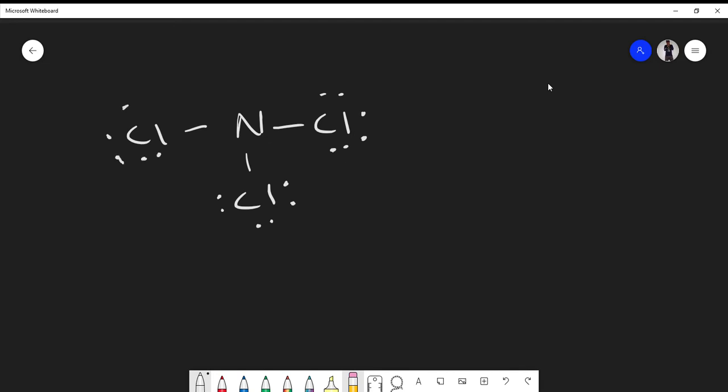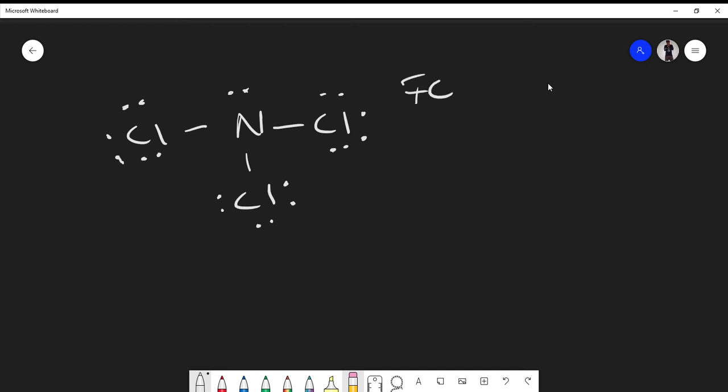Right, so let's look at this compound. What if I asked you what is the formal charge of the nitrogen atom? How would you do it? Well, there's a whole bunch of complicated formulas out there for formal charge, right? But I'm going to make it simple for you.